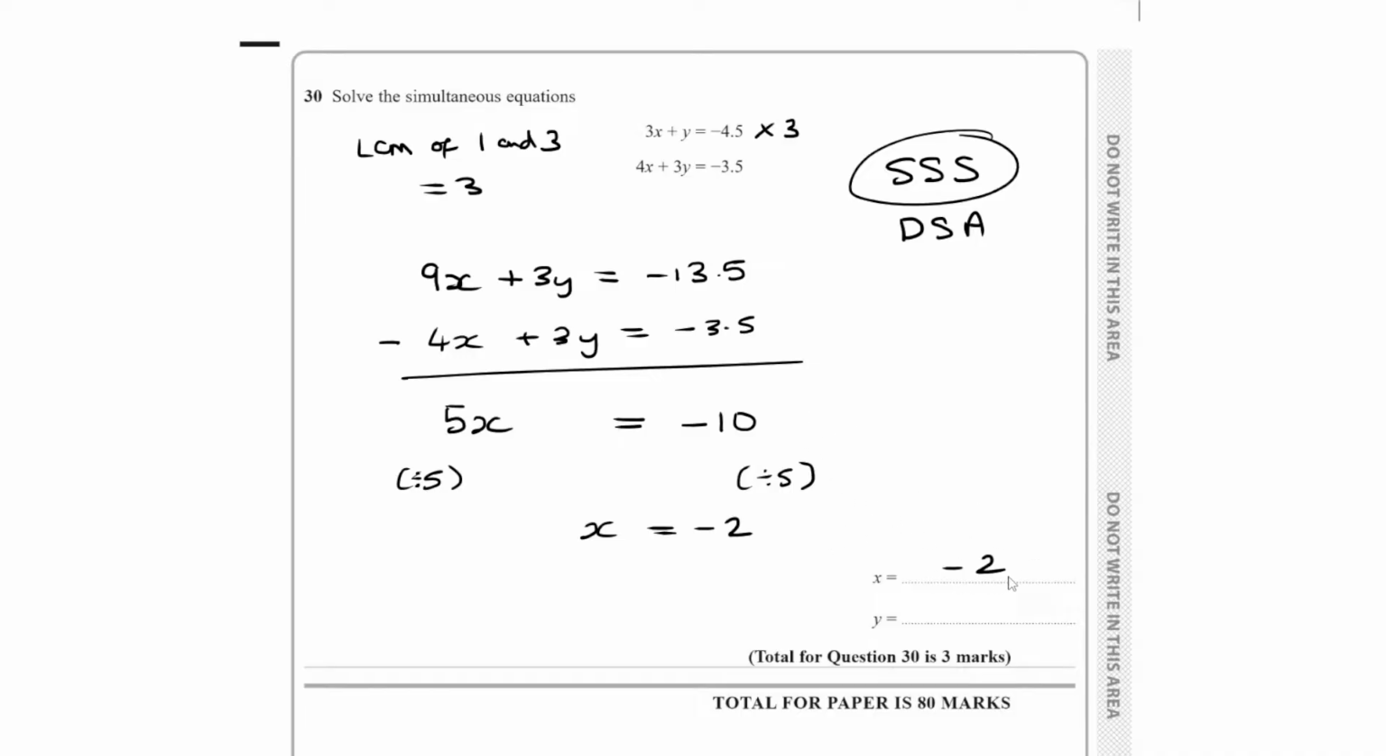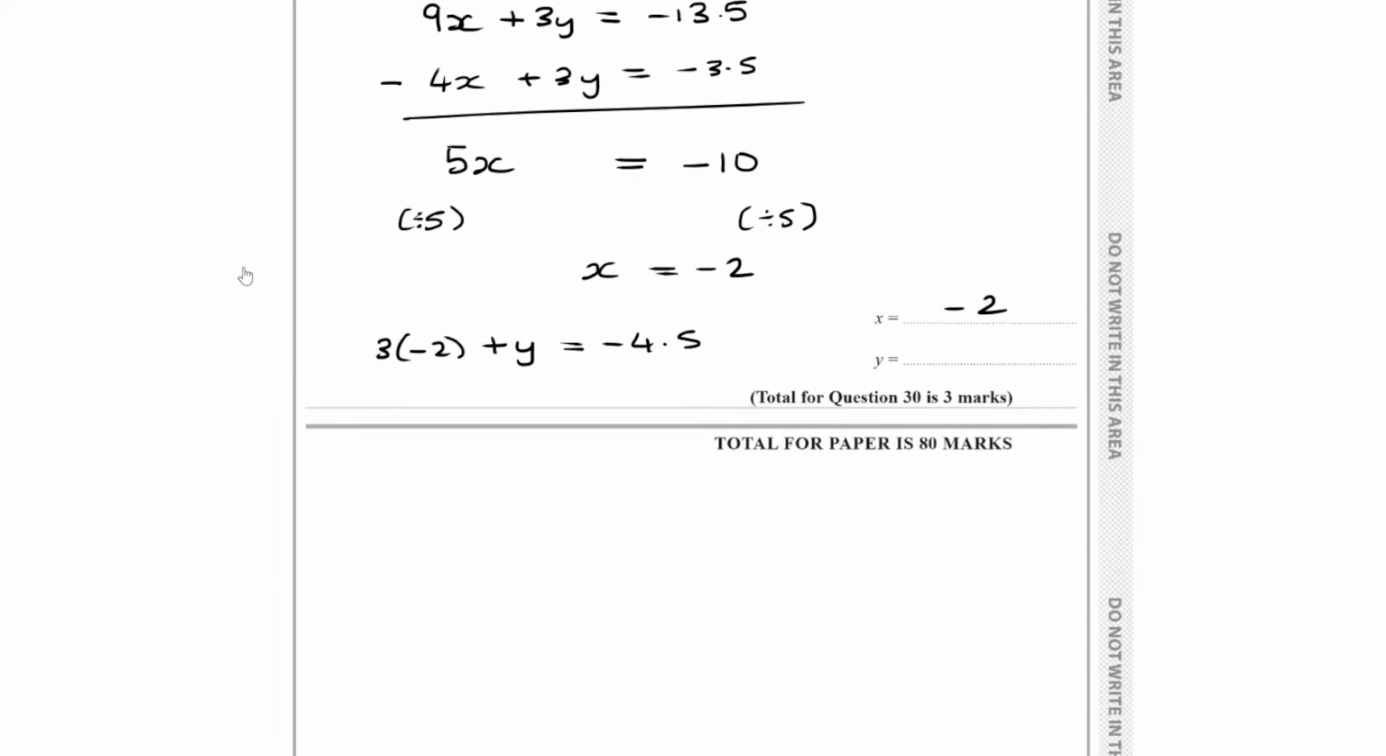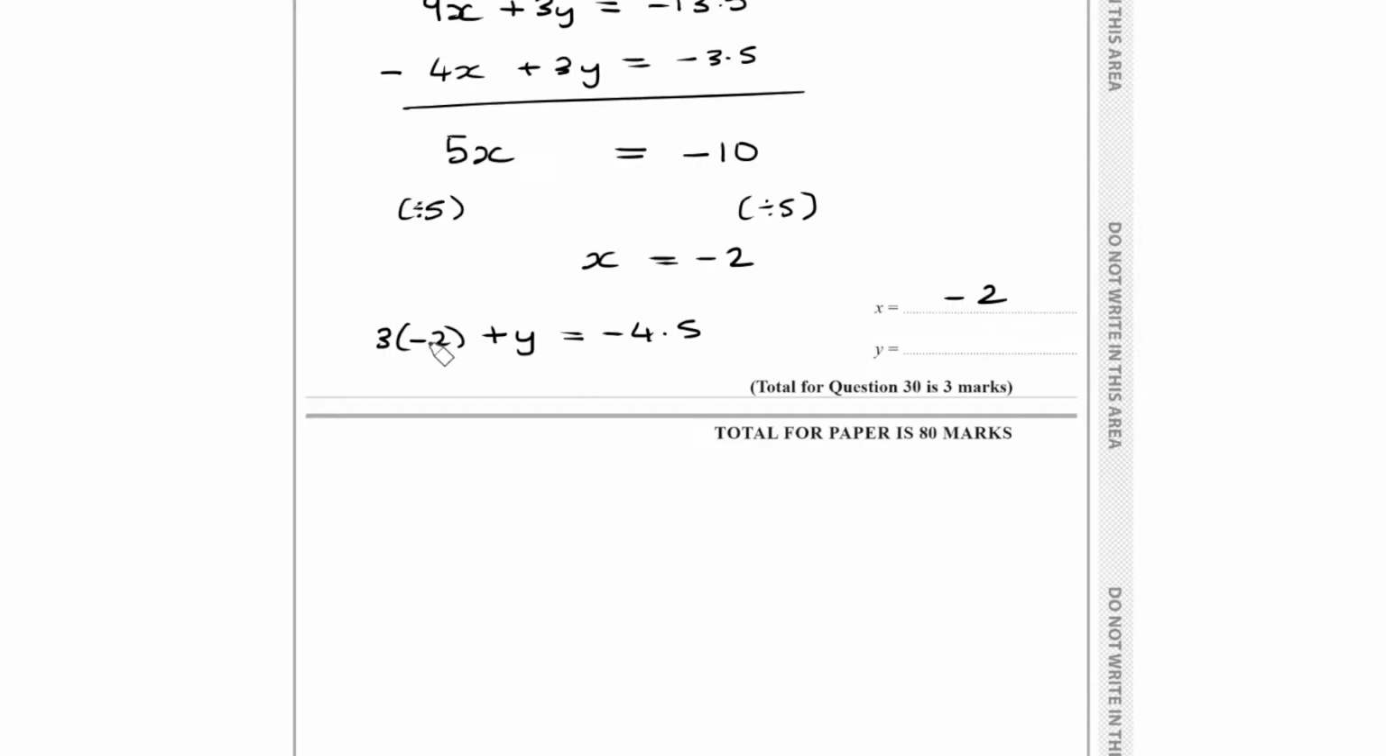You take your value, whichever one you worked out first, so I worked out x first, and you substitute it back into one of the original equations. It doesn't matter which. I'm probably going to choose the first one because there's just smaller numbers. So I've got 3 times x, which I now know is minus 2, plus y is equal to minus 4.5. And then I can solve this. So let me scroll down a bit. So that's obviously minus 6, isn't it?